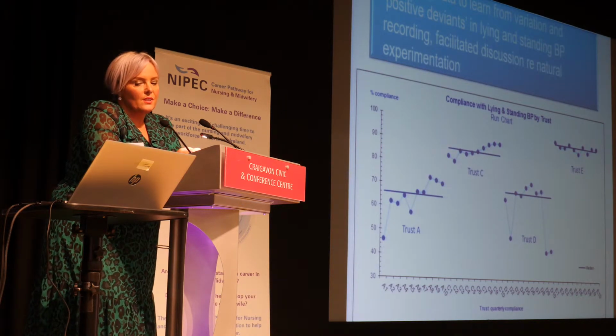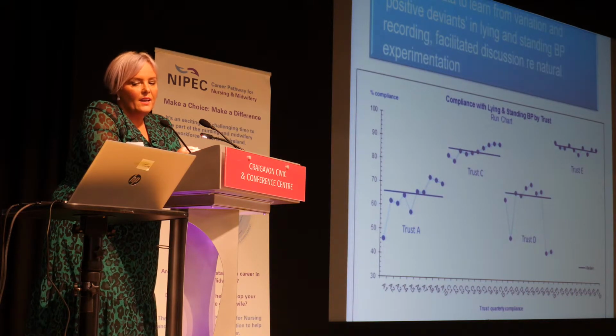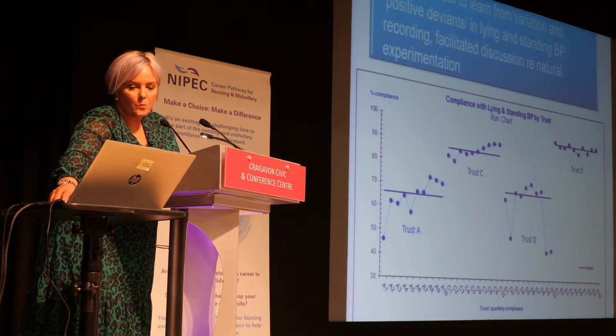And this slide just shows the data from 4 trusts in terms of compliance with lying and standing blood pressure. And you can see in terms of trust E there, very visually, and on one page we can see that trust E actually has very good performance around that. So we need to understand, are they recording the data in the same way? And also, is it actually something that we can learn from in terms of their practice?